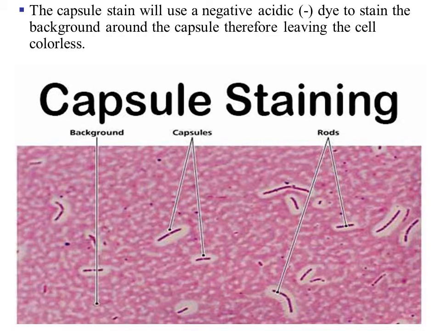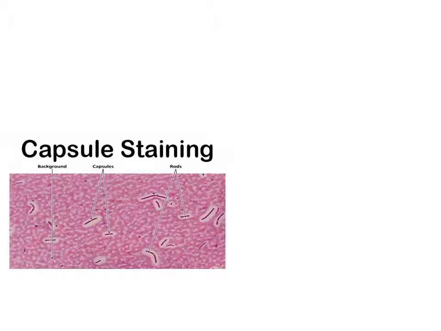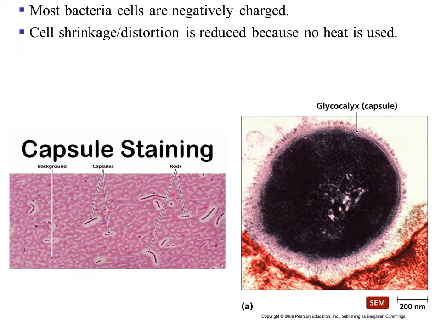The capsule stain will use a negative acidic dye to stain the background around the capsule, therefore leaving the cell colorless. Remember, the most common stains we use are the basic stains. The basic stains are used because it stains the cell wall. The cell wall is negative. So if the capsule is negative and we use a negative dye, it's going to stain the background around the cell wall, around the capsule. Most bacterial cells are negatively charged.